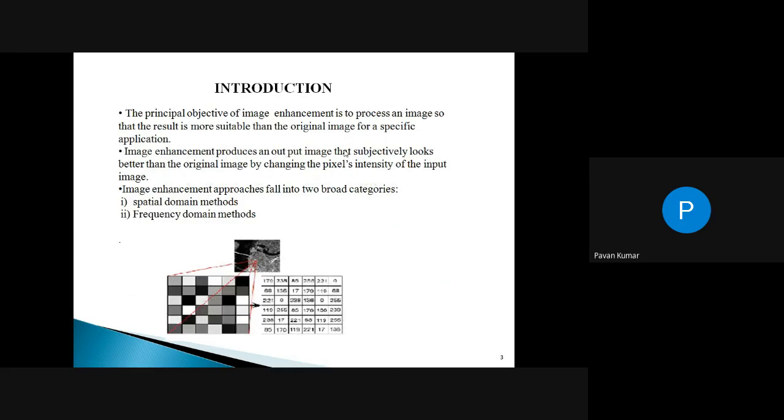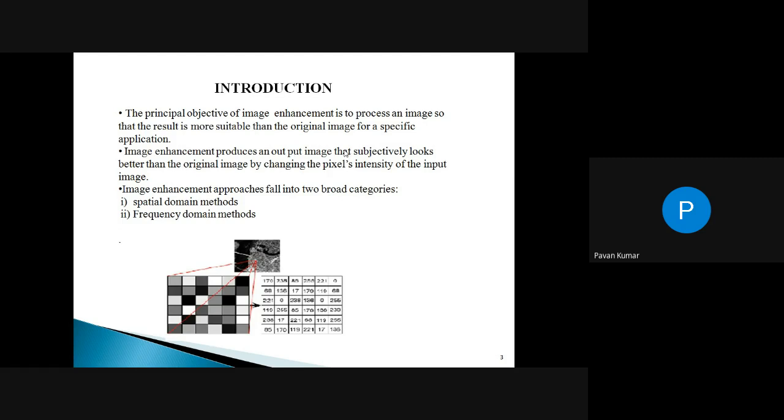If you take image enhancement, what is the principal objective of image enhancement? Generally, the objective of image enhancement is to process an image so that the resultant image is more suitable for a specific application purpose than the original image. We will have an original image, and we will apply an enhancement technique to it. At the output side, we will get an enhanced image, and that enhanced image should be more suitable for a specific application purpose.